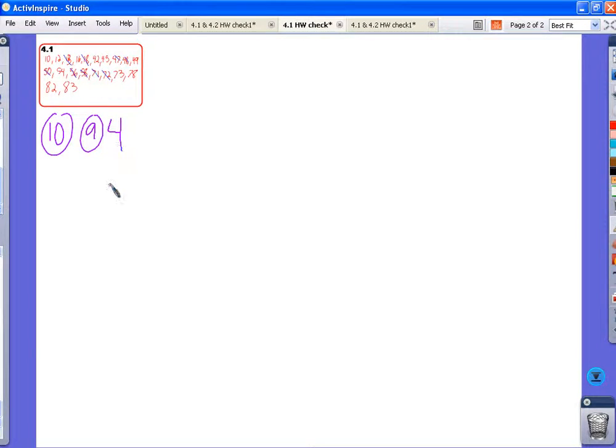Then A is 4. 4 what? Degrees. Radians. Okay. Where could 4 radians be? Is it 1, 2, 3, 4?